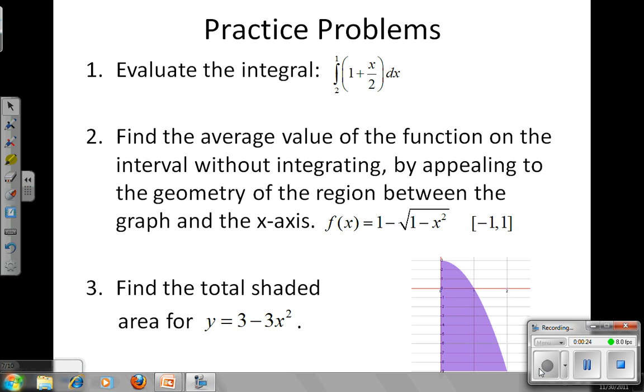Okay, so for number 1, evaluate the integral. Well, this is really nothing more than a line. They're giving us the interval from 2 to 1, so that should look upside down to you. The smaller number should be on the bottom. So again, the 2 down here and the 1 up there, it should be flipped over. And we have to remember we put a minus sign out in front when we flip it over. So we're going to have the negative integral from 1 to 2 of this equation.